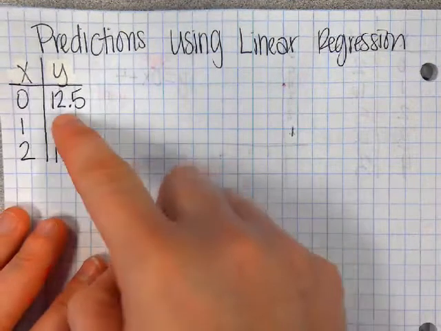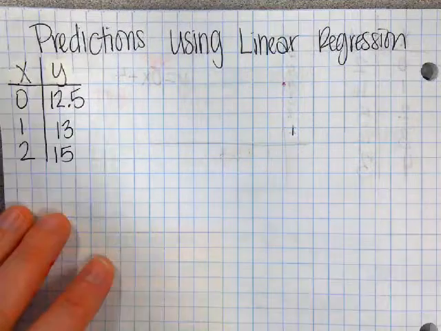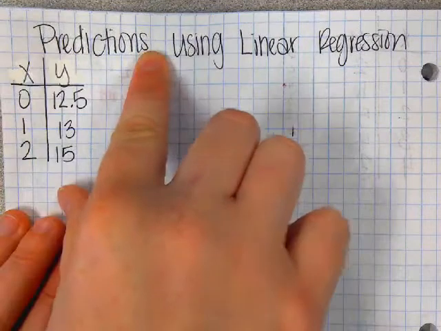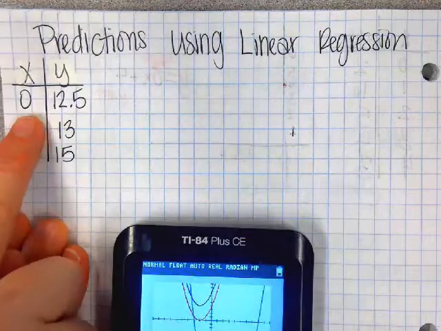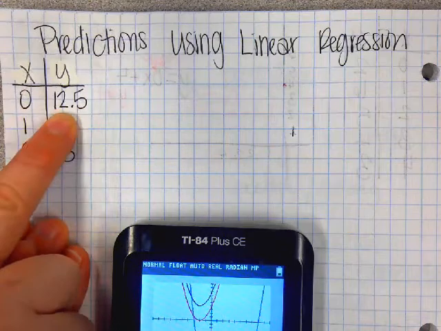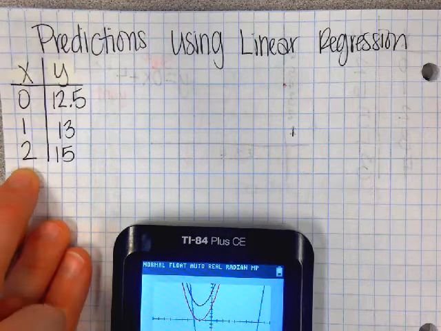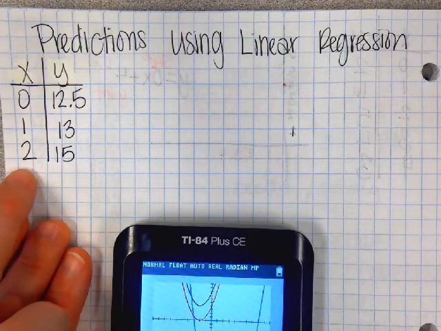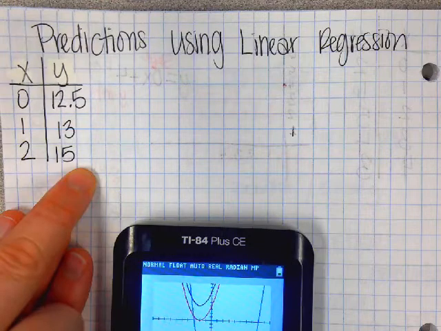If you look at this, we're going to make predictions based on it. So if I give you an x value of 0 and the y value is 12.5, and then I ask, well, if x is 3, what would this be?